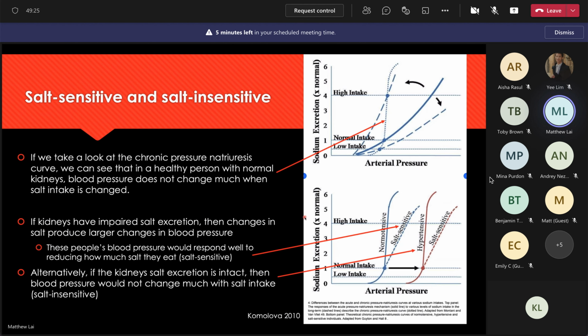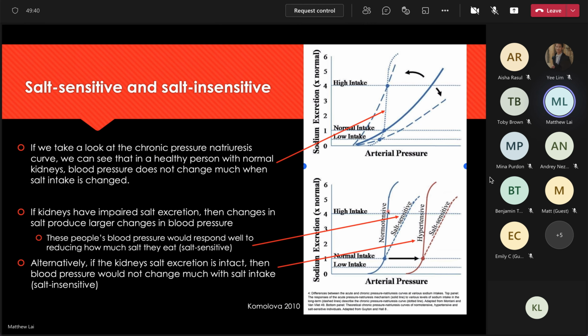So now that we have established our chronic pressure natriuresis curve, we can use that to understand a couple of things. If I direct your attention to this line here, what we can see is that in a person with healthy kidneys, changes in salt don't really result in a big change in arterial pressure, as we can see from this line here.